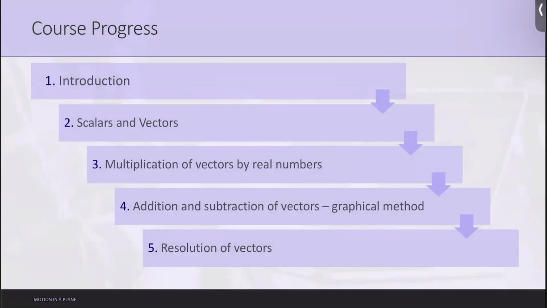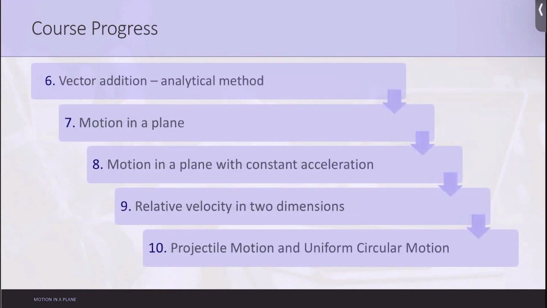So the course progress for you. We started with the introduction, then scalars and vectors, then multiplication of vectors by real numbers, then addition and subtraction of vectors, graphical method, then resolution of vectors, then vector addition, analytical method, then motion in a plane, then motion in a plane with constant acceleration, and we understood relative velocity in 2 dimensions, and finally right now we are on the 10th topic, that is projectile motion.